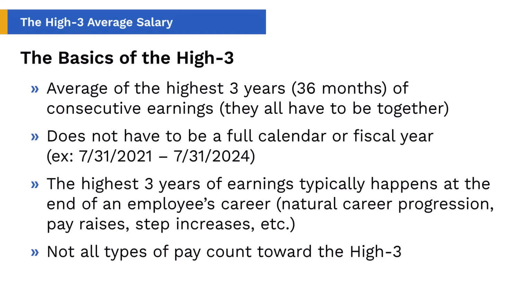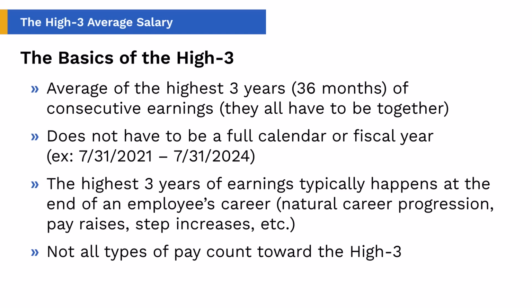I do want to make a special note that they don't have to be a full calendar year or a full fiscal year. So for instance, your High-3 very well could be from July 31st of 2021 to July 31st of 2024. So it can span over several years. The key is it simply has to be 36 consecutive months.